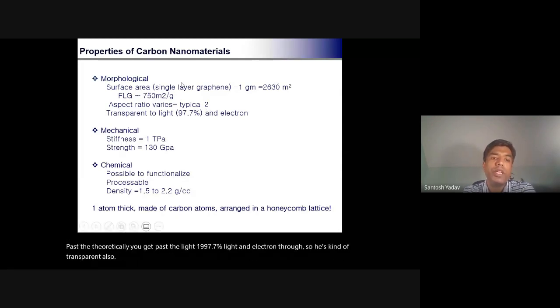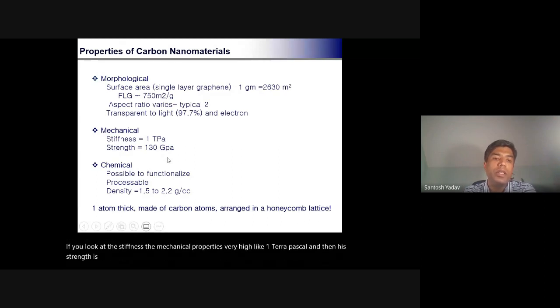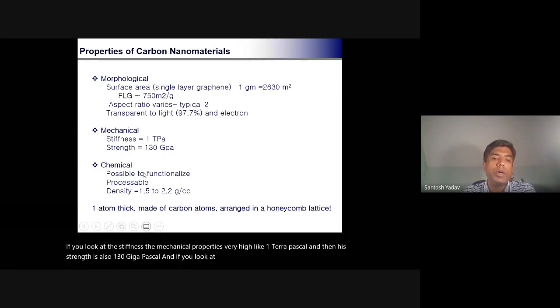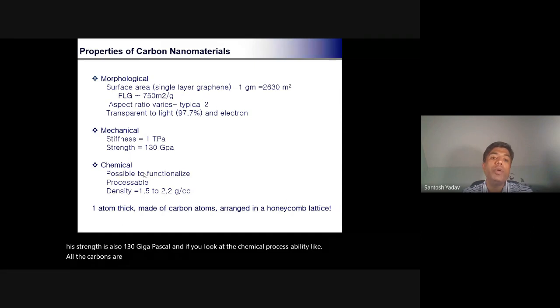If you look at the stiffness, the mechanical property is very high, like 1 terapascal, and the strength is also 130 gigapascal. And if you look at the chemical processability, all the carbons are hexagonal carbons, meaning you have six carbons in a benzene-like structure, with alternating single and double bonds, and all the carbons are sp2 hybridized. So you have the ability to functionalize that material using any kind of polymer, monomer, or chemical on that surface.